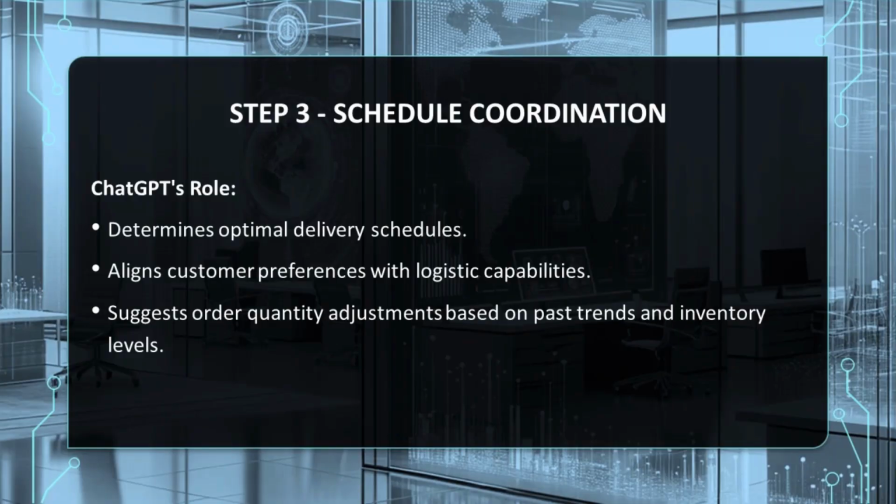Moving to step 3, schedule coordination. ChatGPT determines the best delivery schedules by aligning customer preferences with logistic capabilities. Furthermore, it suggests adjustments to order quantities based on past order trends and current inventory levels.